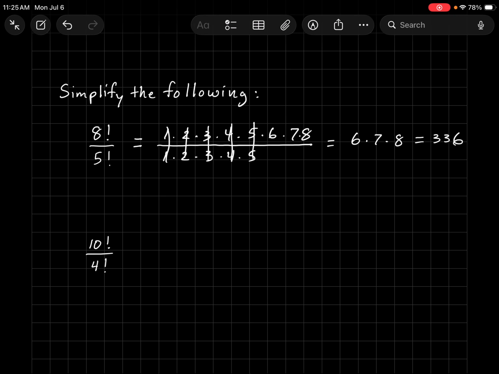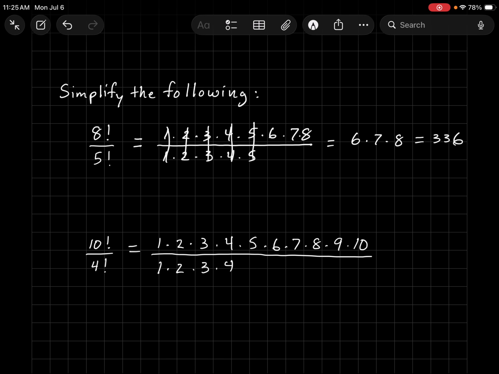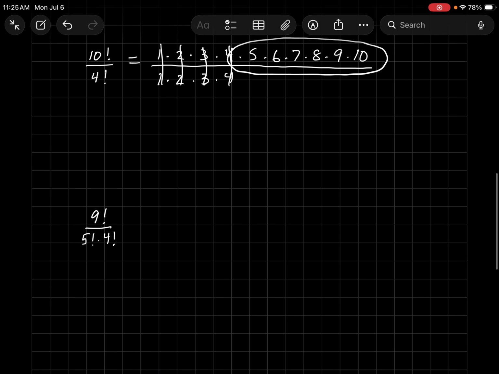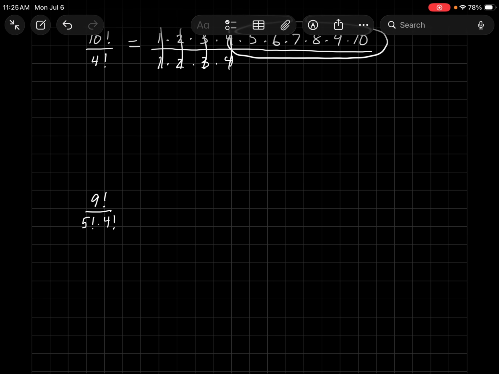How about 10 factorial over 4 factorial? Well, 10 factorial is the product of all of these positive integers up to 10. And then 4 factorial is all these positive integers multiplied up to 4. And then we can cancel and just see what's left over. And so 10 factorial over 4 factorial is 5 times 6 times 7 times 8 times 9 times 10. Now, when you get comfortable with factorials, you don't want to write these things out all the time. You want to go right to the answer if possible. But let's do one more example where we write everything out.